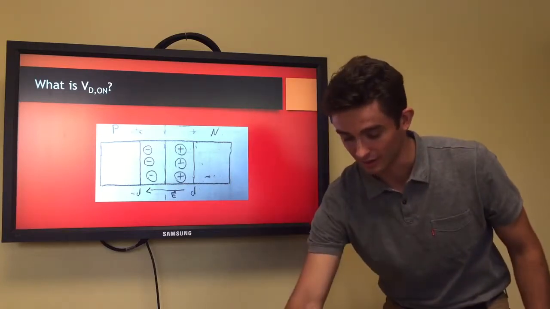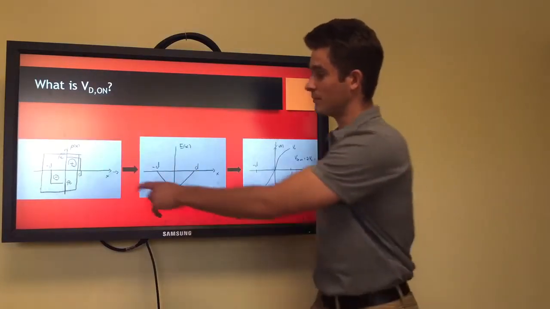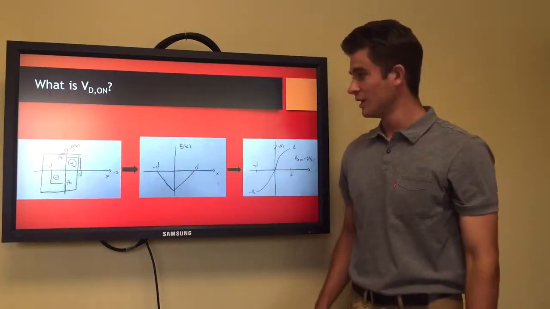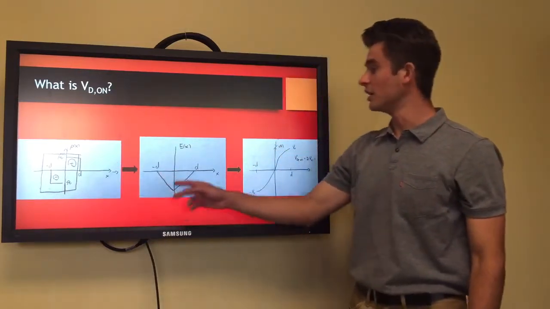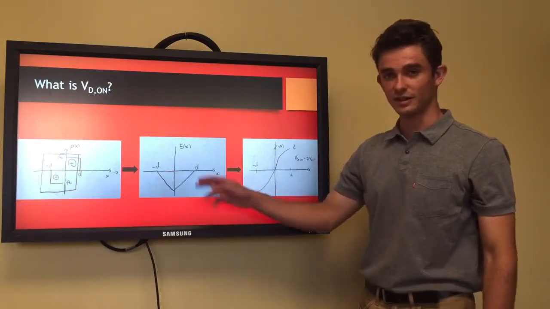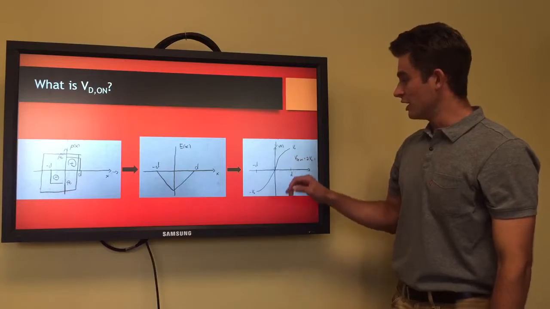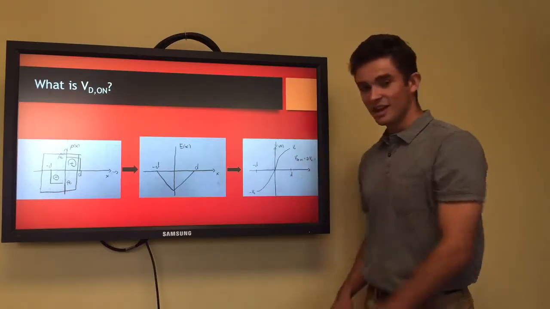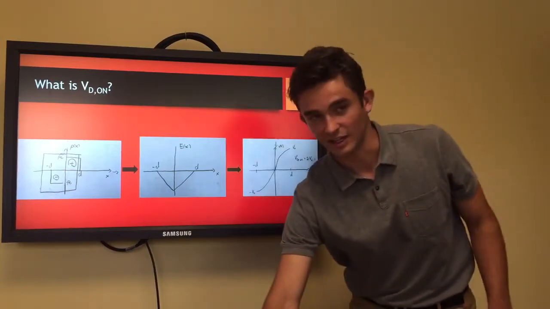So let's take a look at how that happens and model it. This is the charge distribution inside the Gaussian surface. We model it with the Gaussian surface and we integrate, and we get a curve like this, which represents the electric field. We integrate again and we get the voltage. And this voltage, this VD on, is equal to 2V out. That's actually what VD on is within a diode.